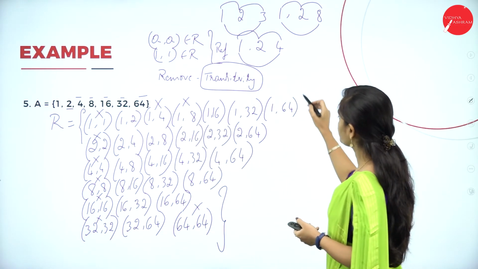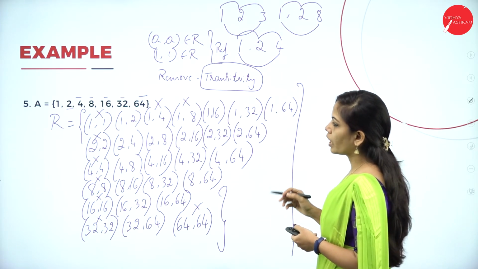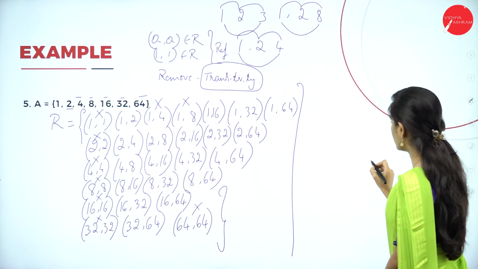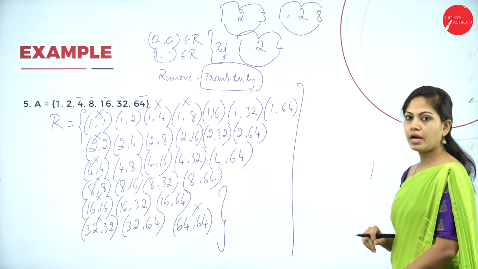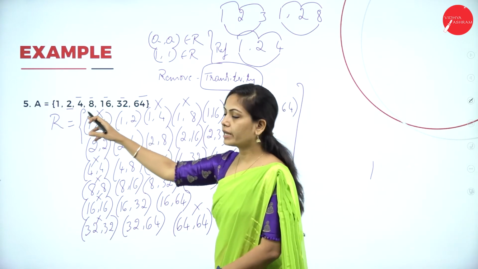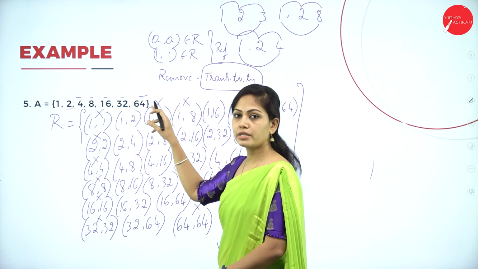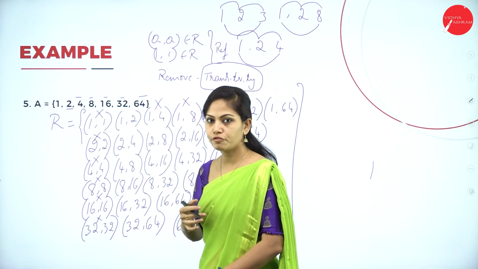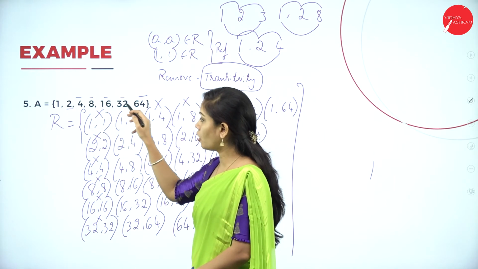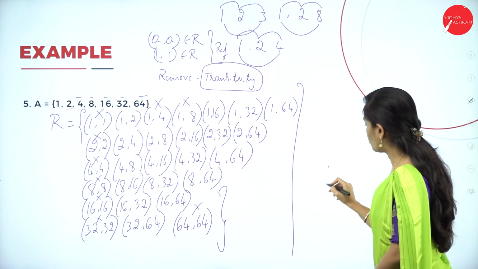So now I will draw a Hasse diagram for this. 1, 2, 4. So first element is 1. Least element is 1. And here you can observe the numbers 2, 4, 8, 16, 32 and 64. All the values are divisible by 2, right? So I can divide all these numbers by 2. So first element is 1.